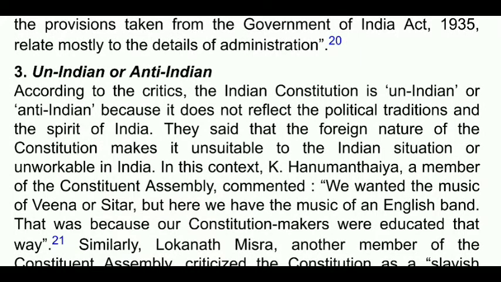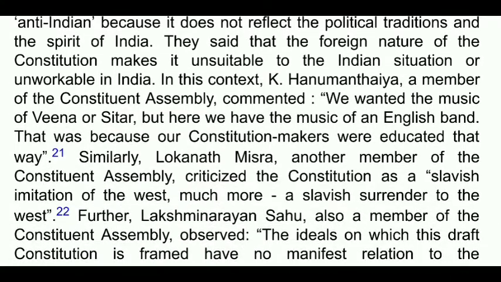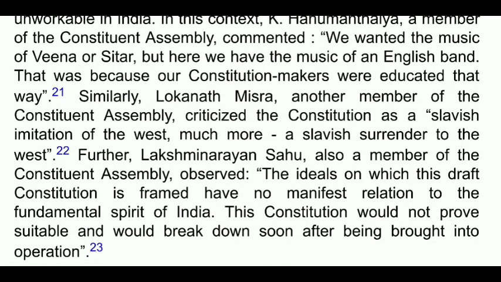According to the critics, the Indian constitution is un-Indian or anti-Indian because it does not reflect the political traditions and the spirit of India. They said that the foreign nature of the constitution makes it unsuitable to the Indian situation or unworkable in India. In this context, K. Hanumanthaiya, a member of the Constituent Assembly, commented, "We wanted the music of veena or sitar, but here we have the music of an English band. That was because our constitution makers were educated that way."